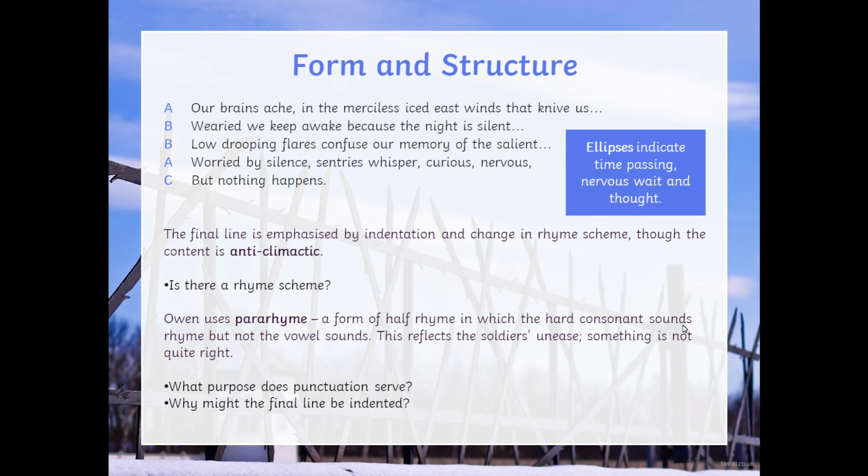Now, the form and structure of the poem is very specific, right? So let's look at the first stanza. Our brains ache in the merciless ice-east winds that knife us. We read, we keep awake because the night is silent. Low drooping flares confuse our memory of the salient. Worried by silence, sentries whisper, curious, nervous, but nothing happens.